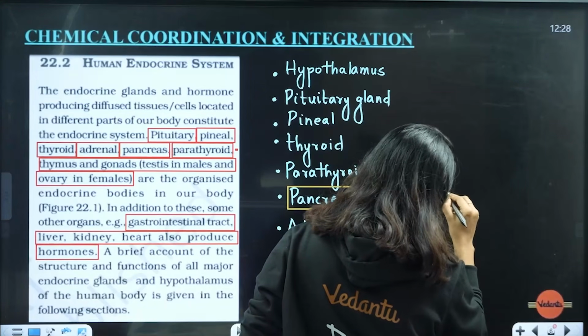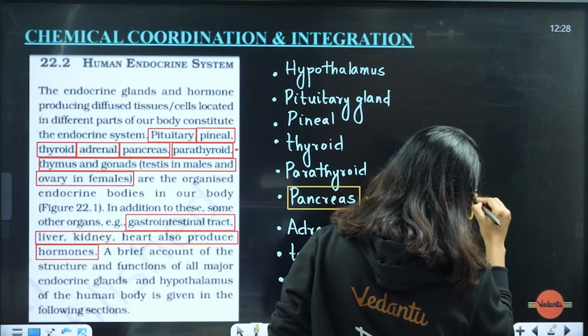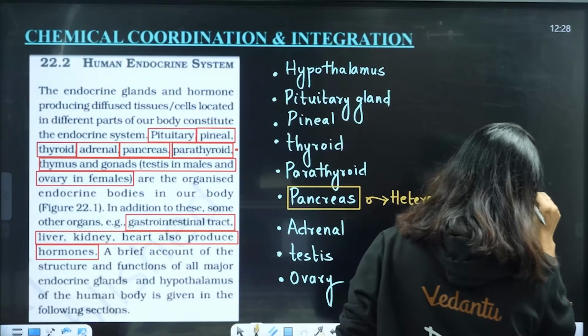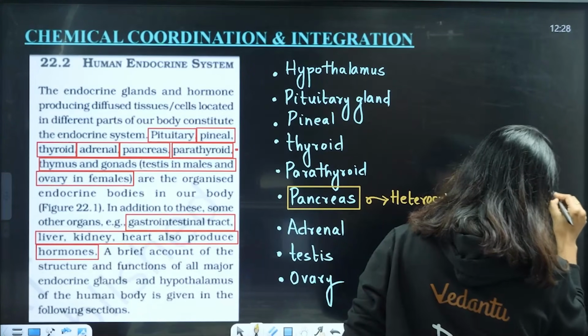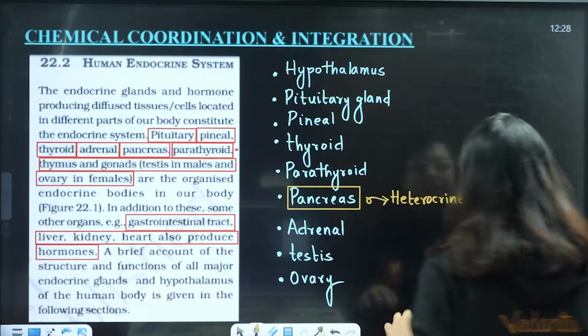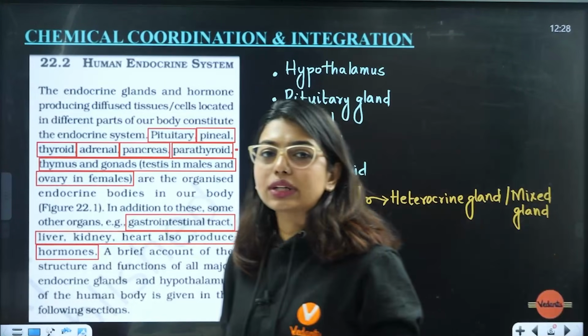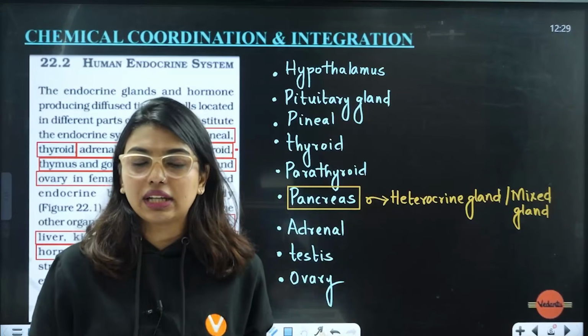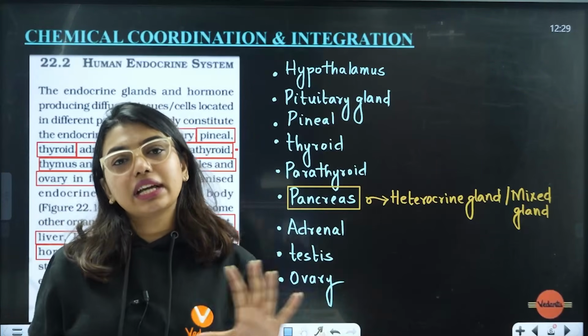Okay, heterocrine gland. What is in the heterocrine gland? Students, heterocrine, or mixed gland. Mixed gland means this has both the activities of endocrine and exocrine. Exocrine will be secreting some secretions, and endocrine will be secreting hormones.